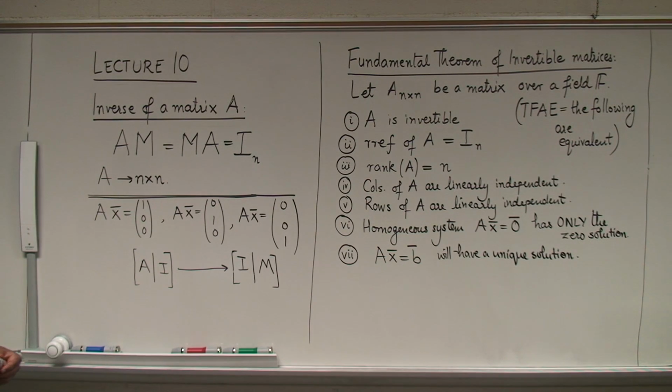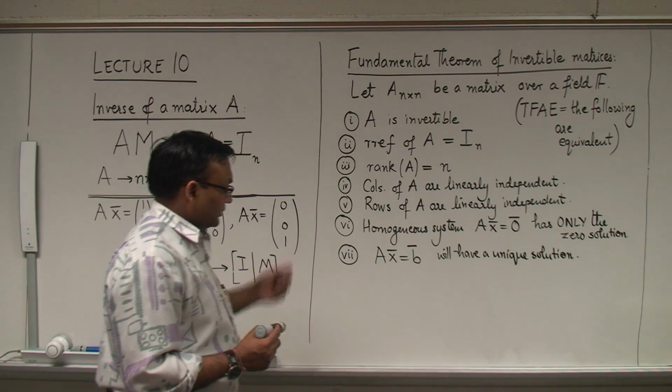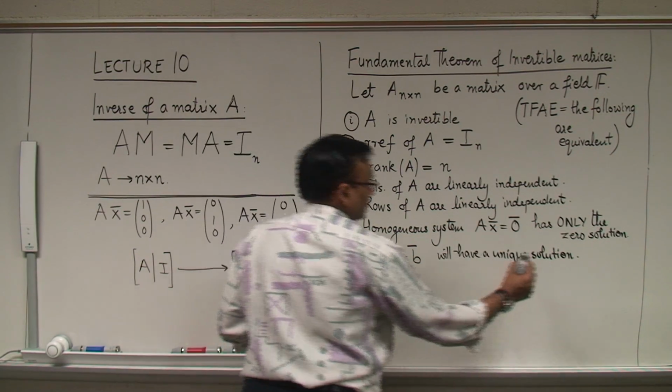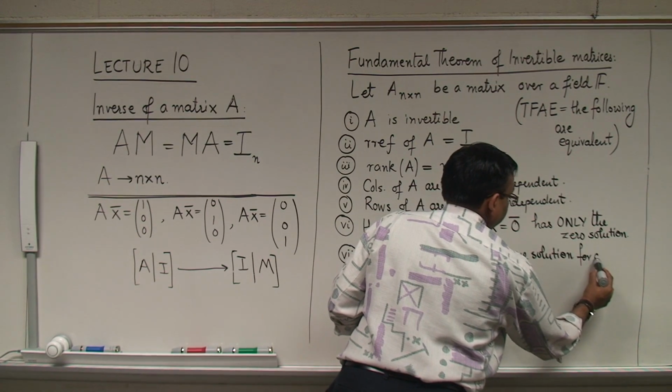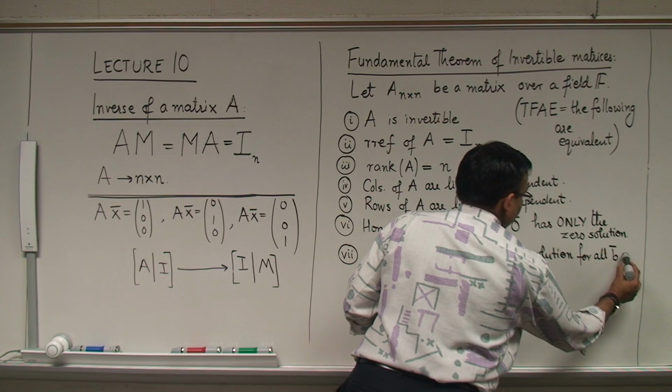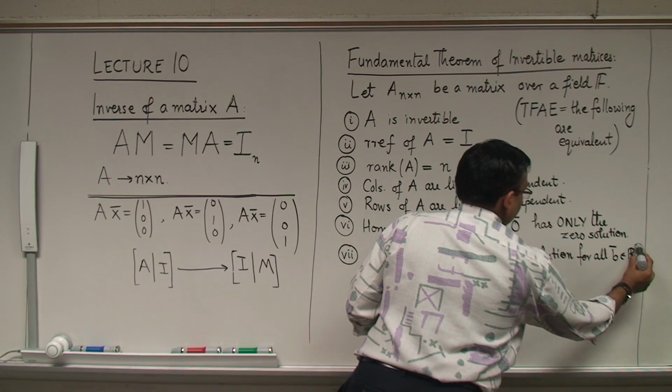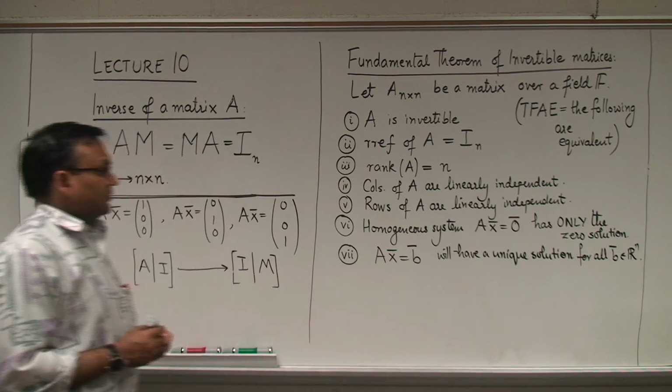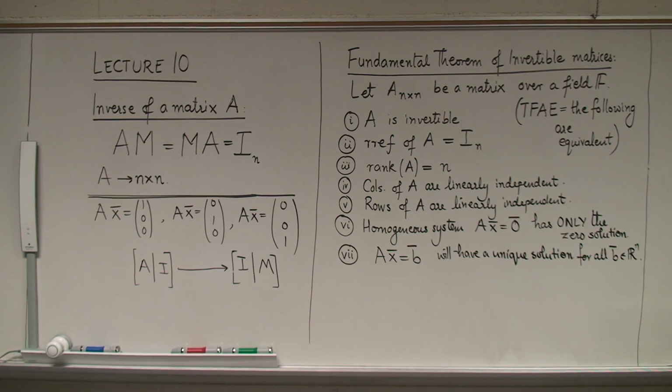Now, hidden in this statement is something that one should see. We'll have a unique solution for all B. So in some sense, I'm claiming two things in one go. I'm saying that Ax is equal to B is not only consistent for every B, but it is also going to have a unique solution.